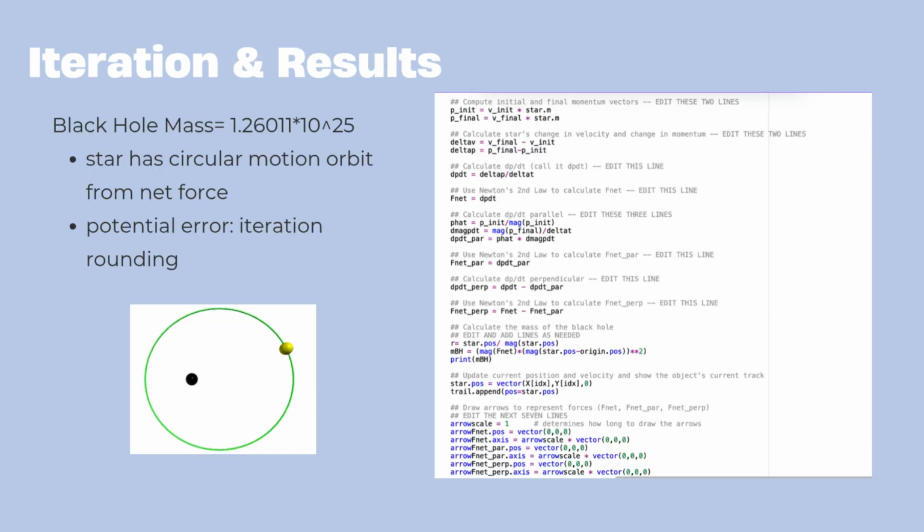And then here are the iteration results for part one. To the right is the code that we used. The black hole mass that we found is equal to 1.26011 times 10 to the 25th. And then the star has a circular motion orbit from the net force, and any potential error could be iteration rounding in this part.